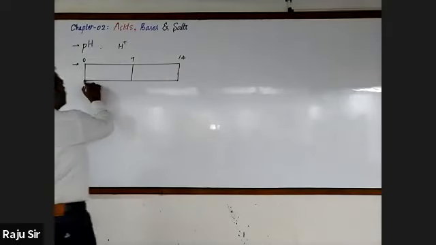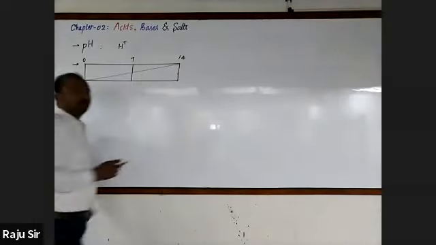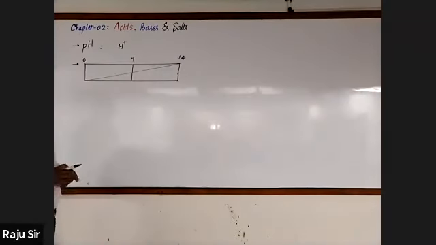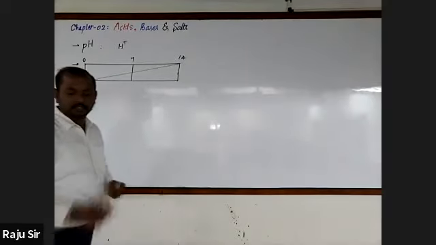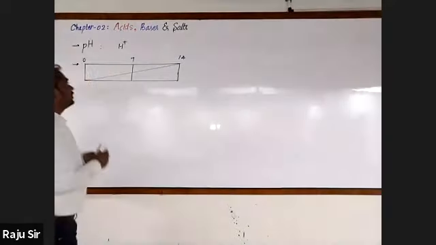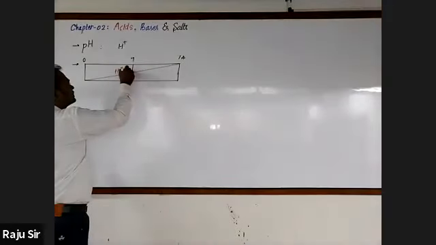Then we will draw the diagram from the bottom left corner to the top right corner of this rectangle. What does the upper part indicate? It is hydrogen ion concentration, H plus.